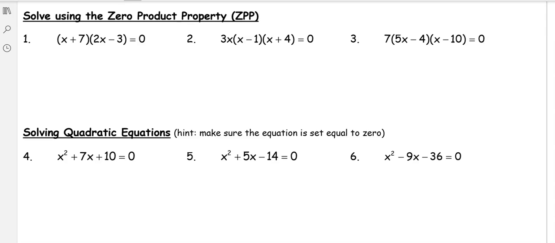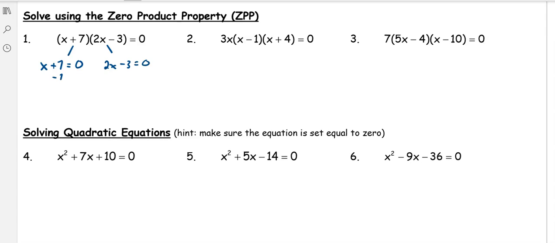This video is part 3 of the algebra review for geometry: factoring and using the zero product property. In numbers 1, 2, and 3, the equations are already in factored form, and we want to use the zero product property to solve for x. What you do there is each set of parentheses gets set equal to 0. So we have x plus 7 equals 0 and 2x minus 3 equals 0.